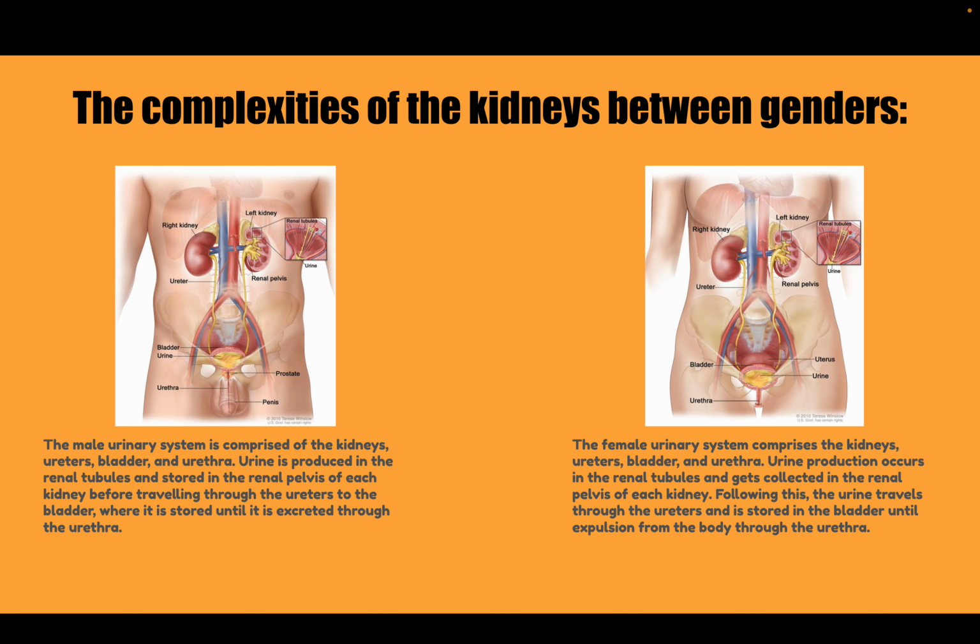And for the female side, the female urinary system comprises the kidneys, ureters, bladder, and urethra. Urine production occurs in the renal tubules and gets collected in the renal pelvis of each kidney. Following this, the urine travels through the ureters and is stored in the bladder until expulsion from the body through the urethra.